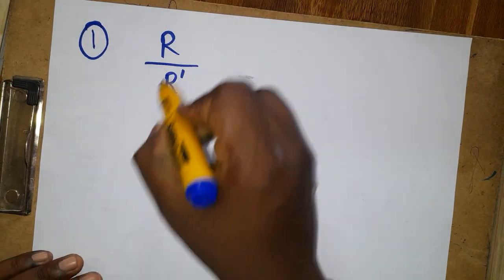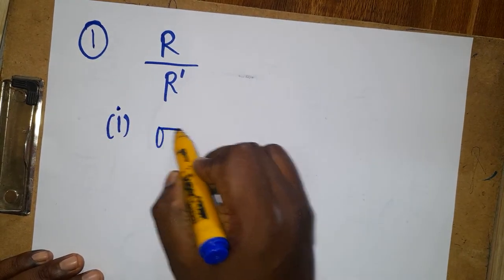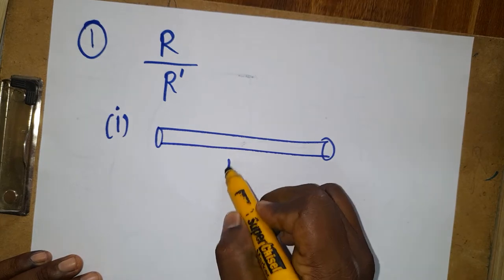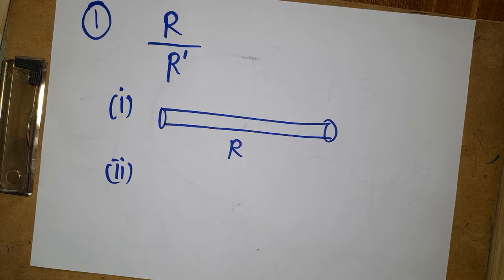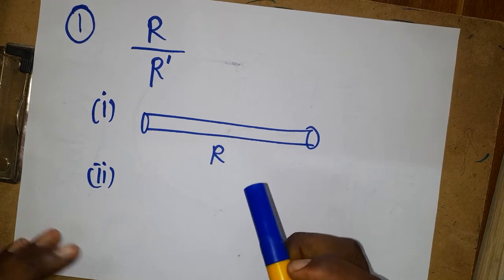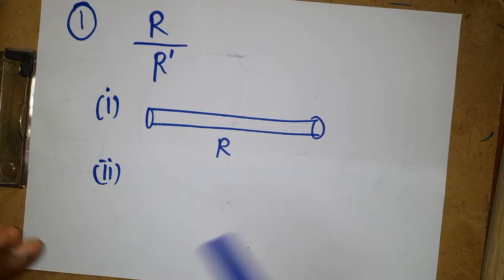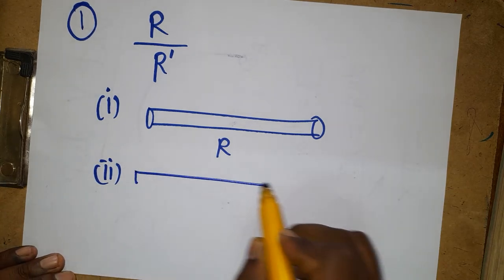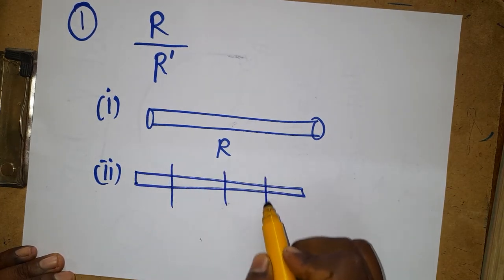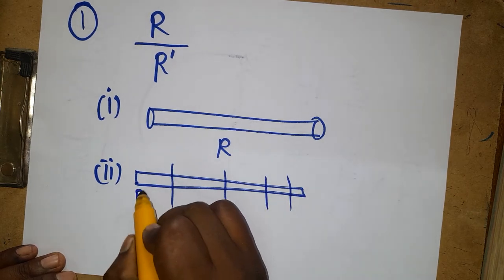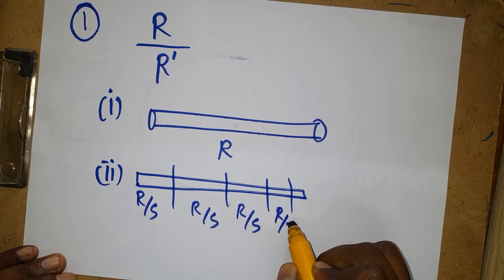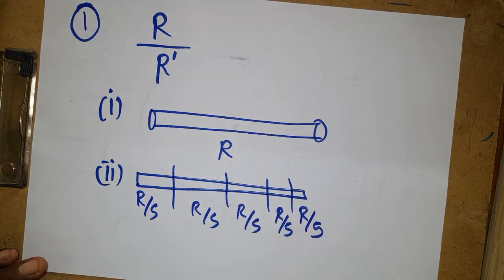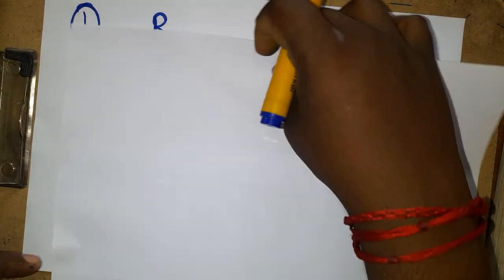First condition: the wire has resistance R. Second condition: they made the same wire into 5 pieces. So the same wire is taken and divided into 5 pieces, so each one is R by 5, R by 5, everything R by 5. Now they are connecting these in a parallel circuit.